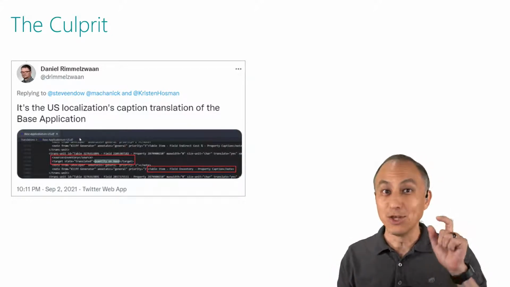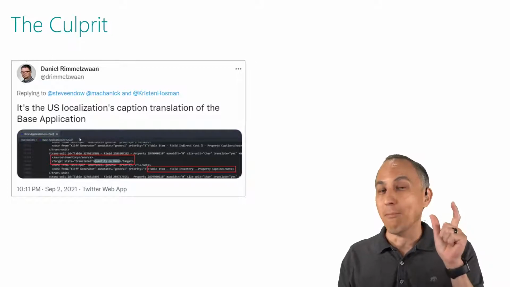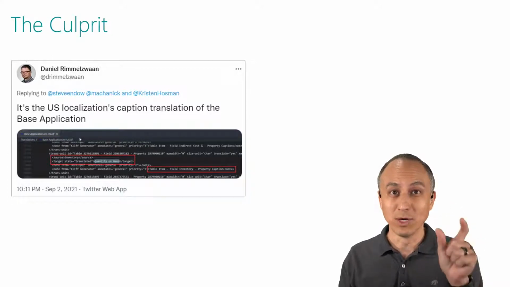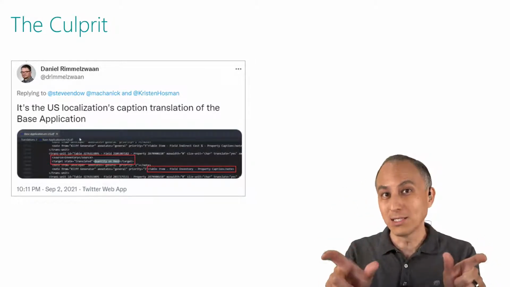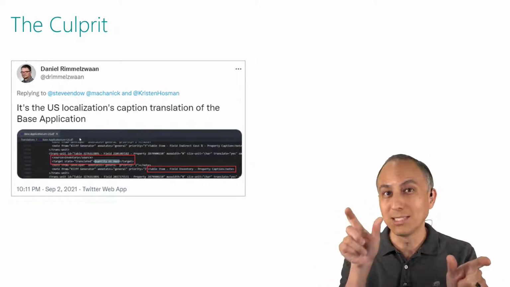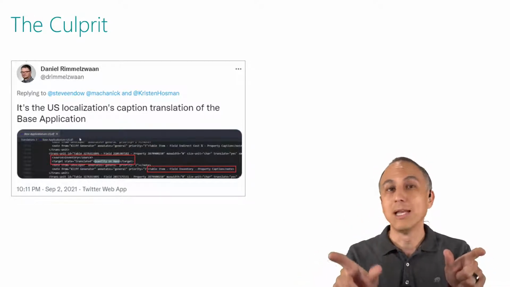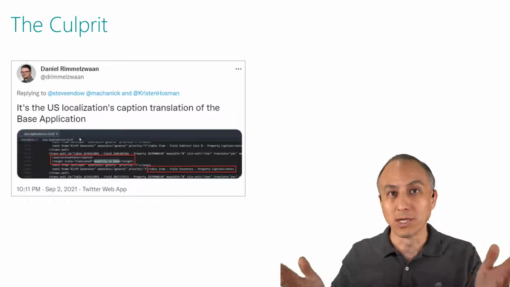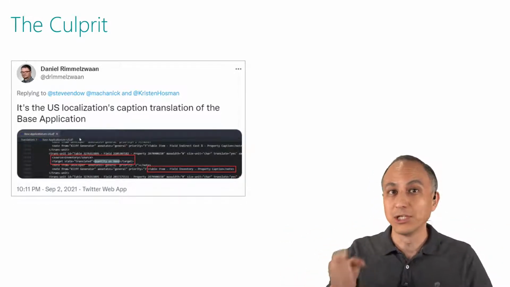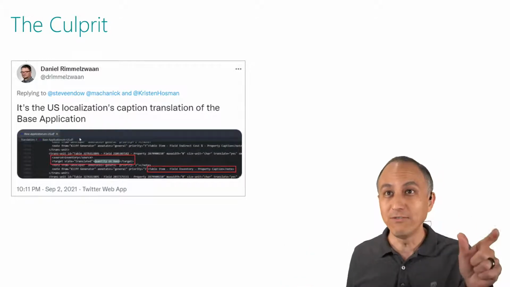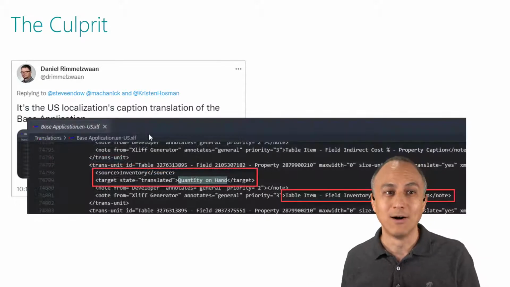BC is taking the word inventory. That's not good enough. Apparently in the US, we don't know what that word means. It's not English enough for us. So it had to be translated to quantity on hand for us folk in the US. Now, it may be translated that way in other countries. I don't know. I haven't really dug into it yet. But in the US localization and perhaps others, inventory is translated to quantity on hand.